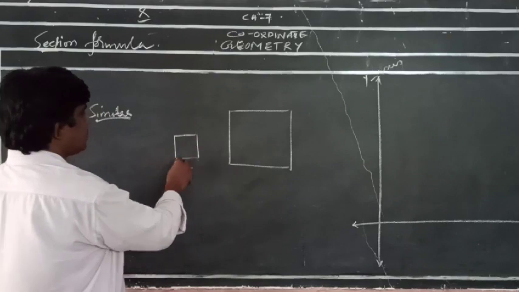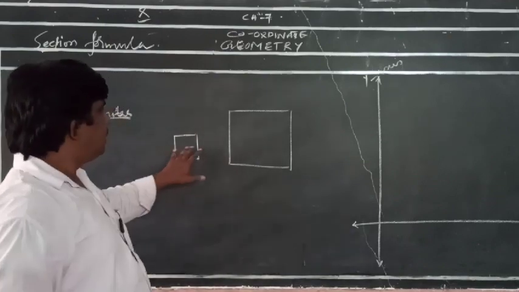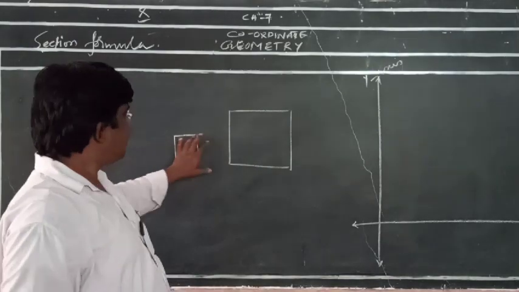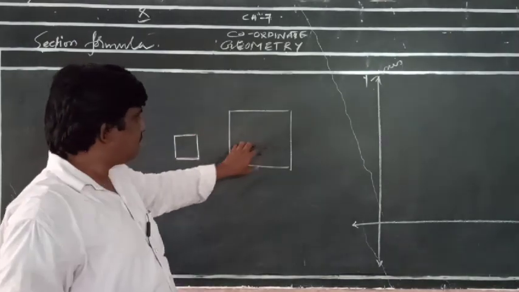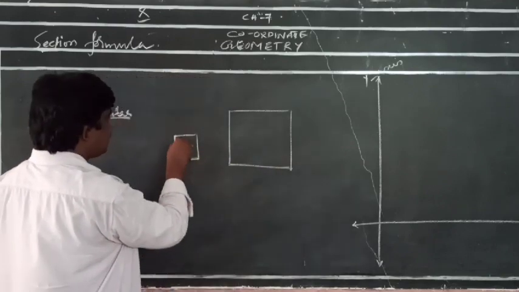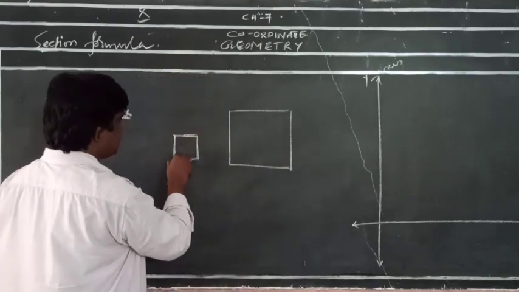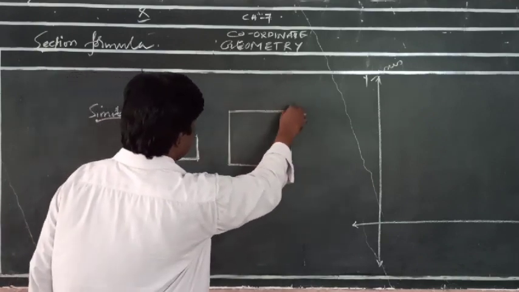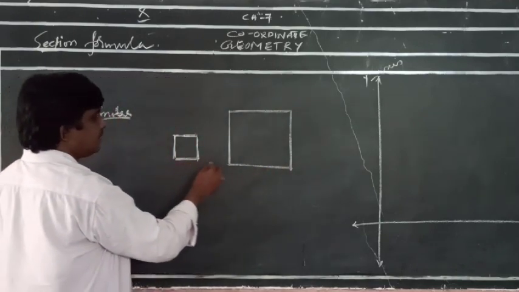So these two are squares. They have the same shape. That's why this is a square, this is a square. But they are not congruent. They are said to be similar. Why? Because their sizes are in proportion. Therefore, shapes are the same and the sizes are in proportion.